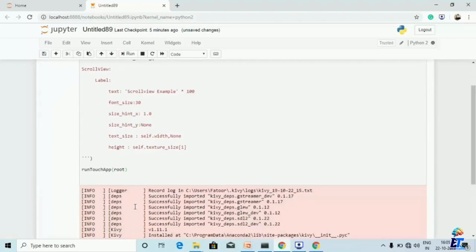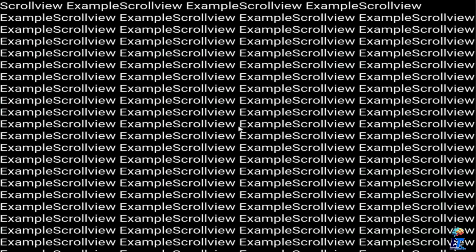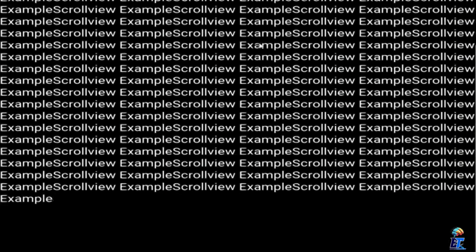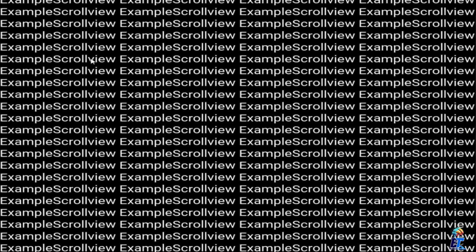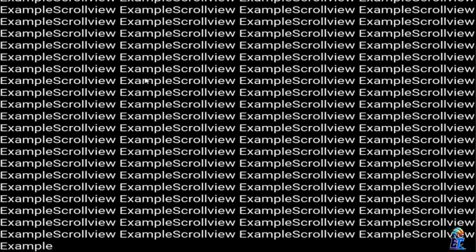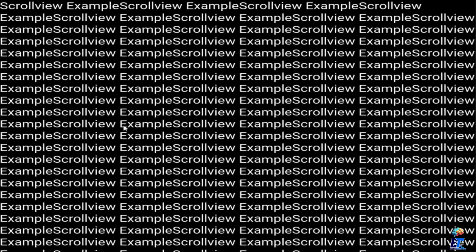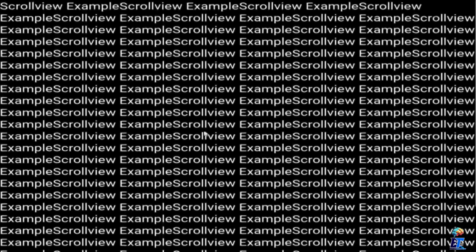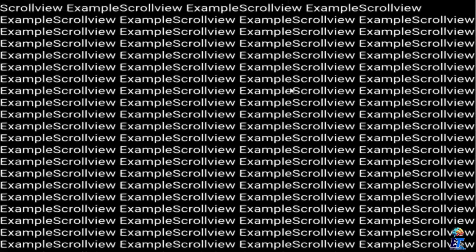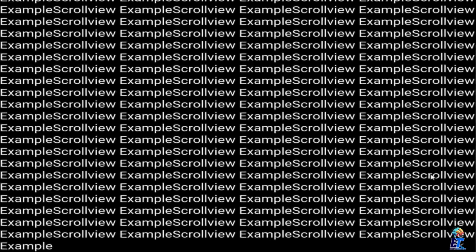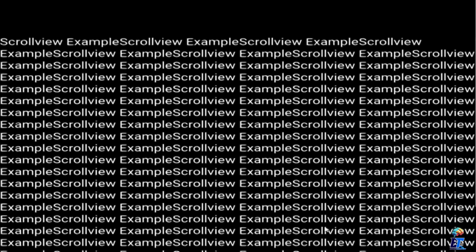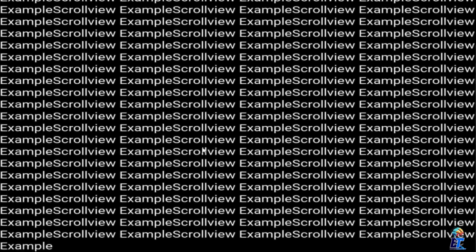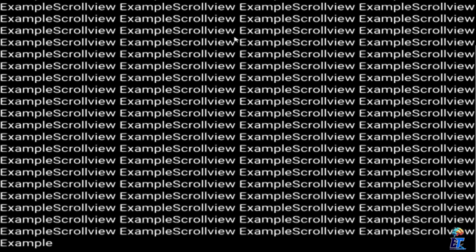Here we go. I have run the program. Okay, here we go. We got the output. As you can see, I have defined scroll view example multiplied by 100. So the 100 texts are visible right now with an example scroll view. As you can see, I can scroll down by just moving the mouse. Scroll up and scroll down. This is how we have got the output of scroll view example.